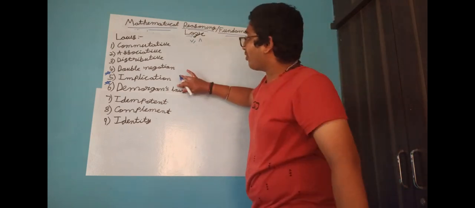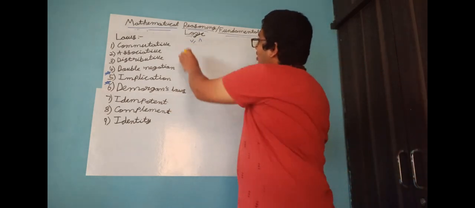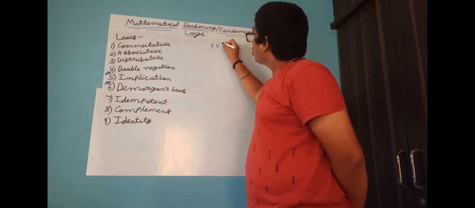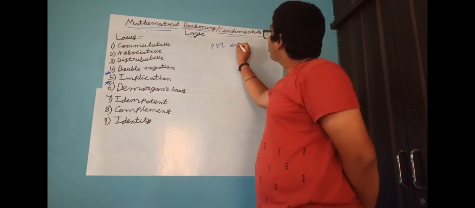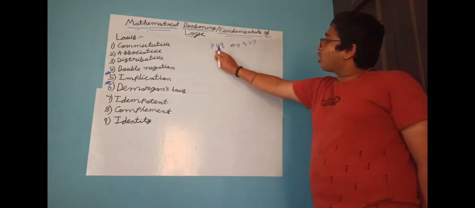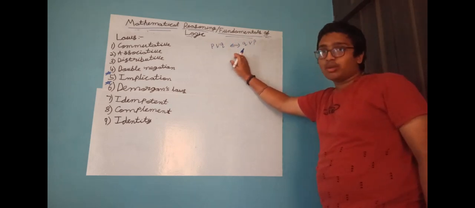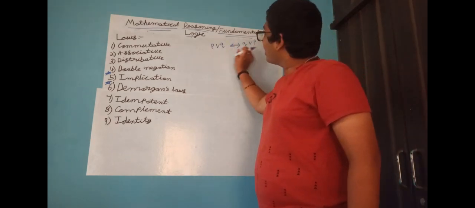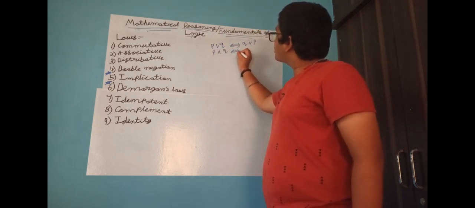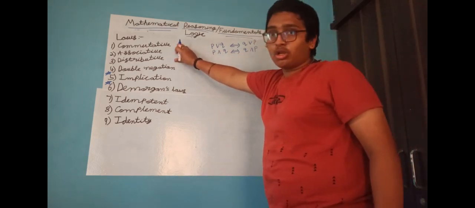And these two laws are very important: law of implication and De Morgan's laws. First we will come from the top, commutative. Nothing but P or Q is equivalent to Q or P, because in or, if at least one is true, we will get true. It can be either statement 1 or statement 2, so we can write it any way. Similarly, P and Q is the same as Q and P. This is the commutative law.